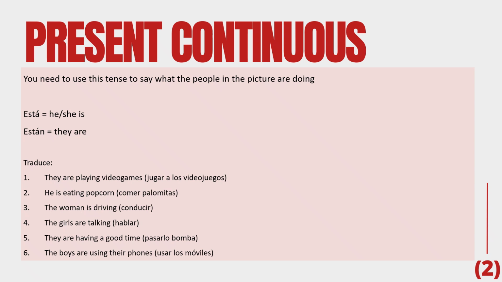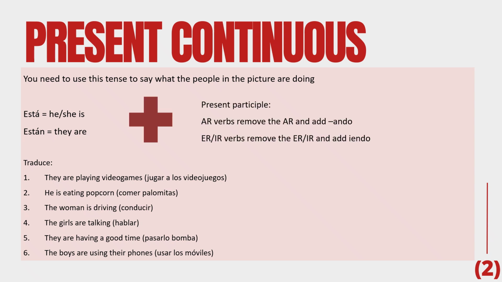Okay, so the present continuous tense is an essential tense for this picture description task because you need to use this tense in order to say what the people in the picture are doing, and action is one of the 3 things that you must cover in your description. So to use the present continuous tense, we use, for the purpose of the picture, either está, he or she is, or están, plus the present participle. The present participle is, if it's an AR verb, we remove the AR and we add ando. If it's an ER or an IR verb, we remove the ER, IR, and we add yendo.